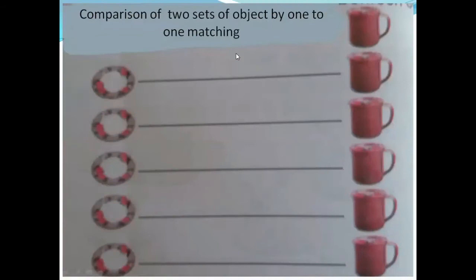I hope you understand the sign of equal to. We use the sign of equal to when we have the same quantity. So we put the sign of equal to. So that is comparison of two sets of objects by one-to-one matching.